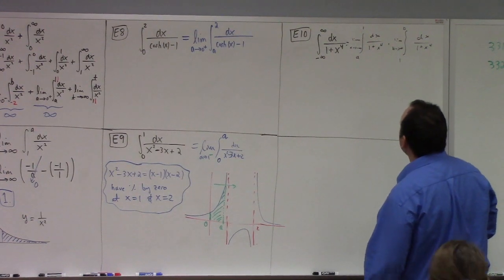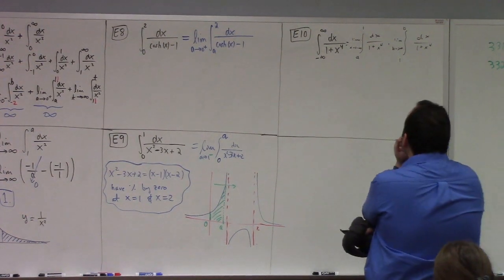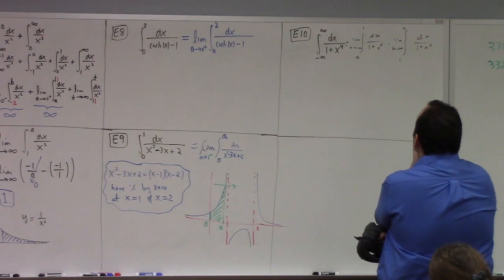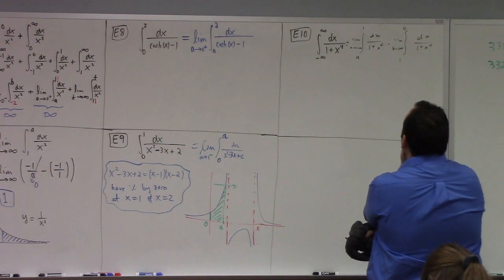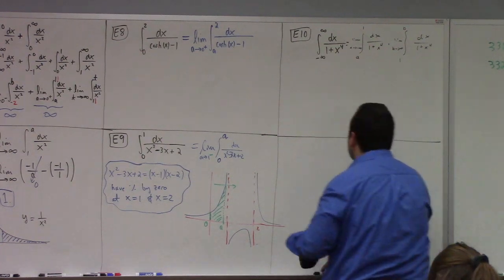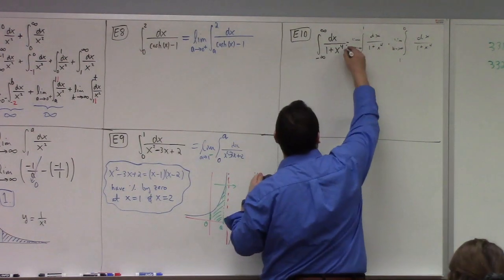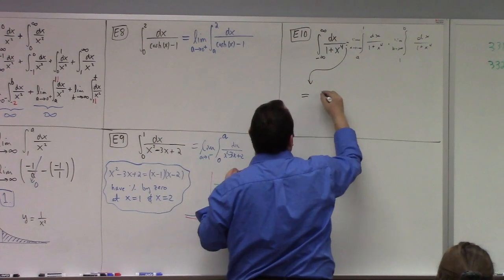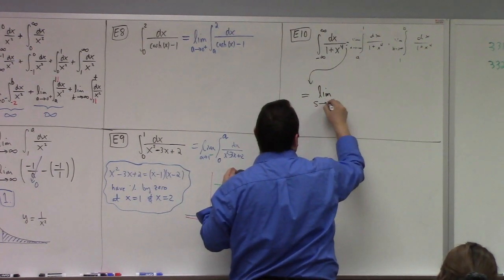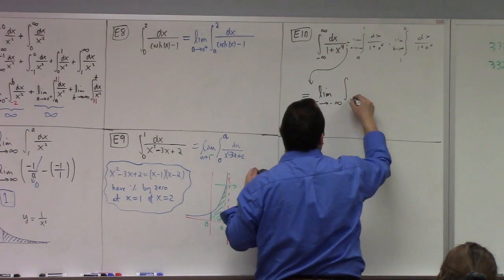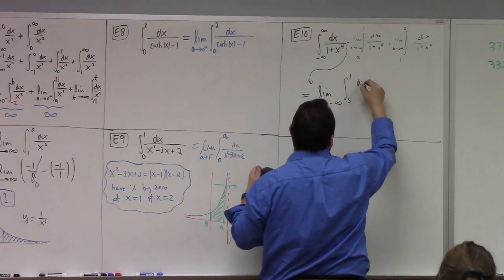I think this is correct. I will recreate the answer in a larger font. Equals the limit as, let's say, s goes to minus infinity, of the integral from s to 1. Why did we put 1 there?